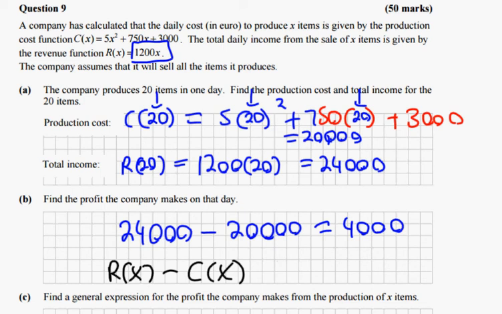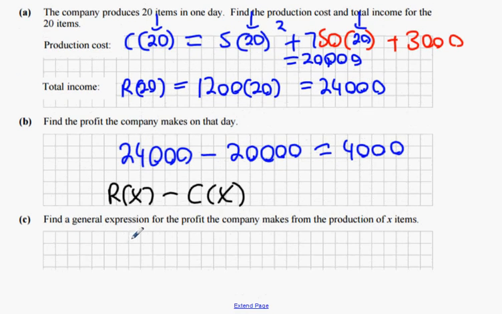Now, here's an interesting way of doing it instead. Instead of breaking it up individually every time, if I asked you how much would 30 of them cost, how much would you make from 30 of them? You could put the 30 into the C function, then the 30 into the R function, take them away from each other, and you find your answer.